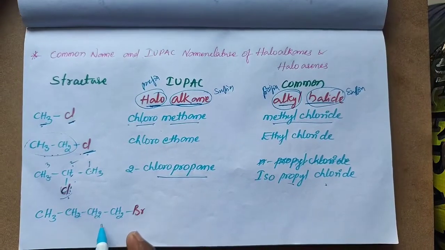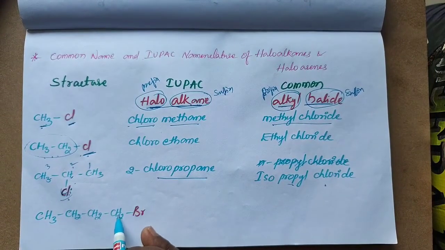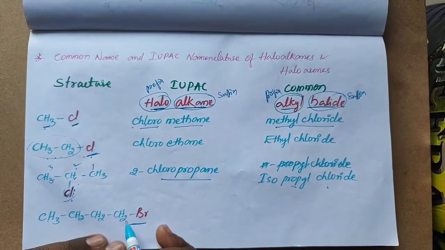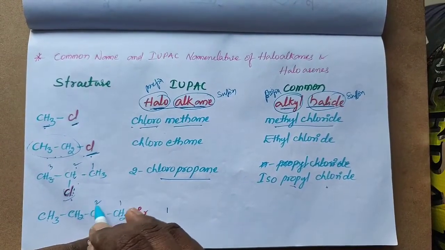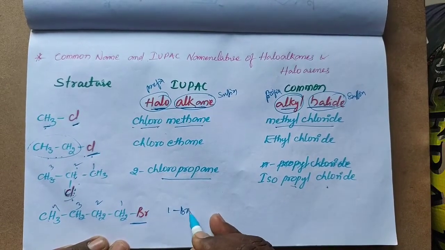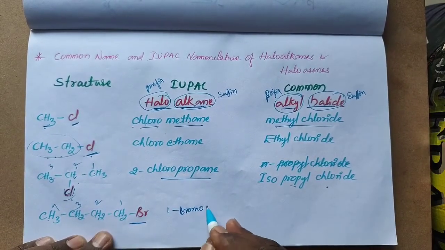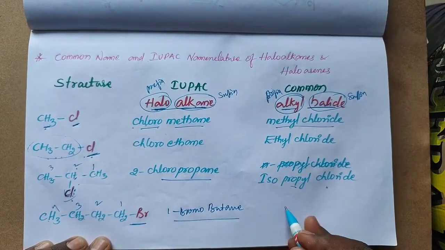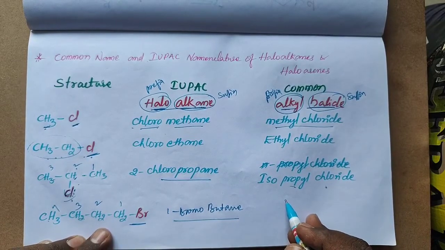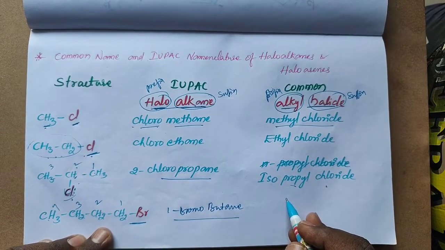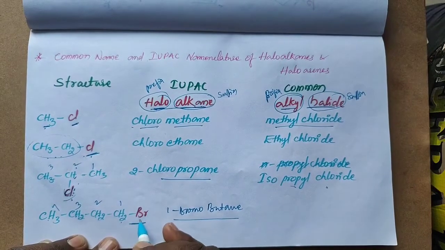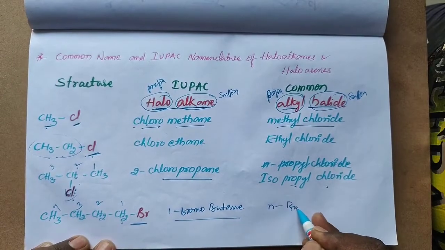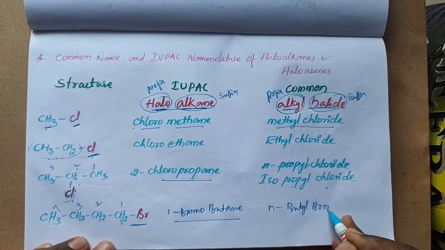And in this one, bromine is bonded with a 4-carbon chain, directly bonded with the first carbon. So this is the first position, 1, 2, 3, 4. 1-bromo, how many carbons? 4. So 1-bromobutane is the IUPAC name, and the common name is n-butyl bromide, since the bromine is directly bonded with the first carbon of a long chain.